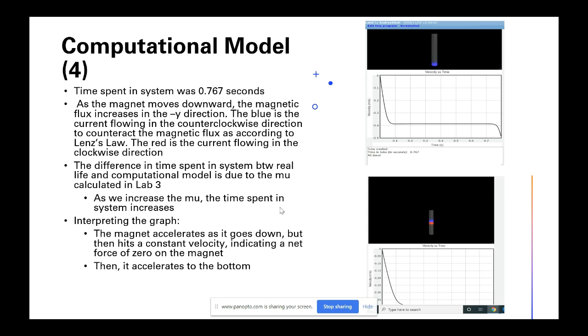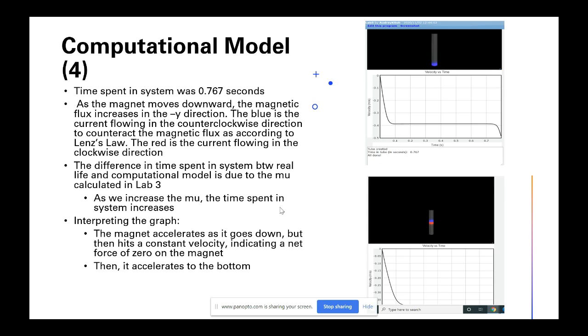The difference in time spent in the system in the real-life experiment and the computational model is due to the mu that I calculated in Lab 3. When I was playing around with my code, I found that as I increased the mu, the time spent in system for the magnet computationally increased.